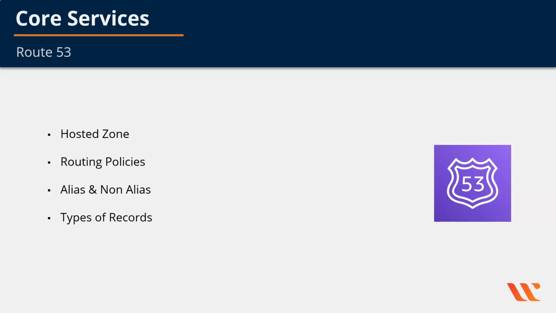And finally, in core services, we will talk about Route 53. You don't need to know a lot about Route 53. You should know what is hosted zone. You should be aware of different routing policies and use cases. You should also be aware about alias and non-alias and types of record in hosted zone.